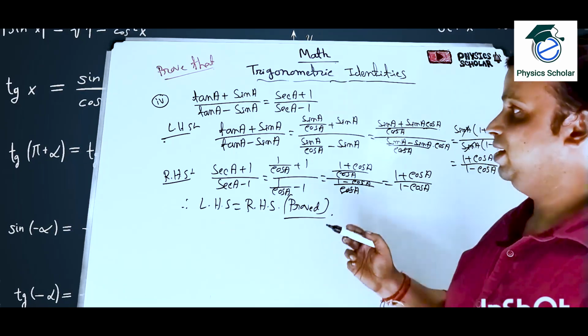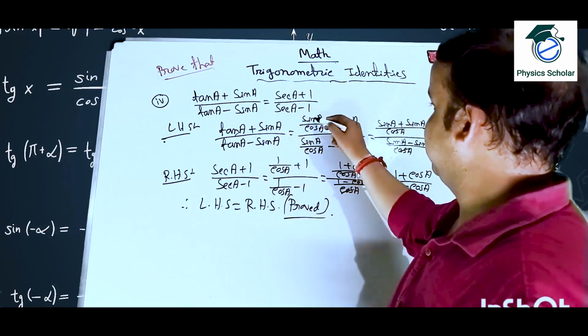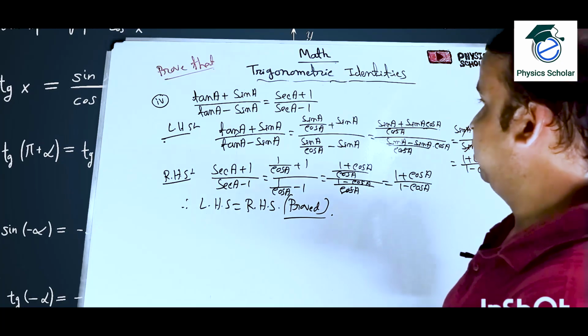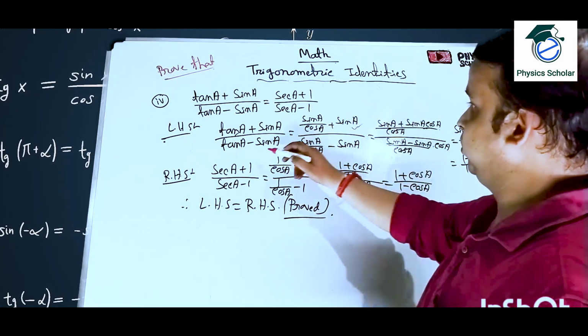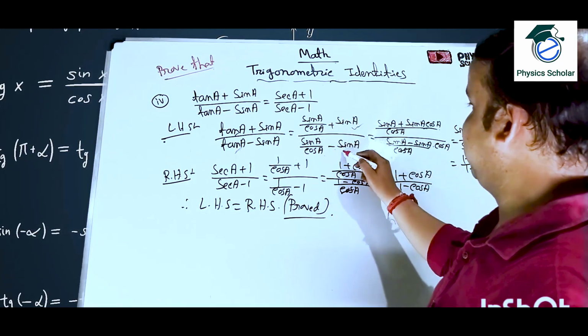We have to prove this. So here tan A means what? Sin A by cos A, plus sin A as it is. Then tan A means what? Sin by cos minus sin A as it is.